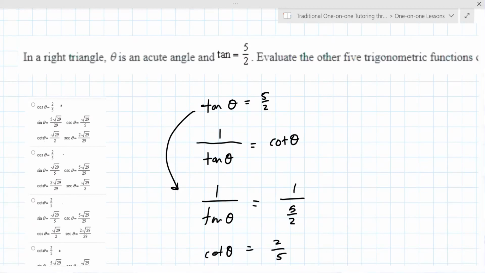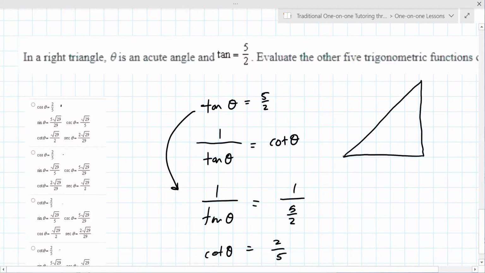But in the previous problems it did. So that's what you're looking for. Like you need to know there's reciprocal properties. You need to know all of them. So now let's draw our triangle here. Tangent is opposite over adjacent.